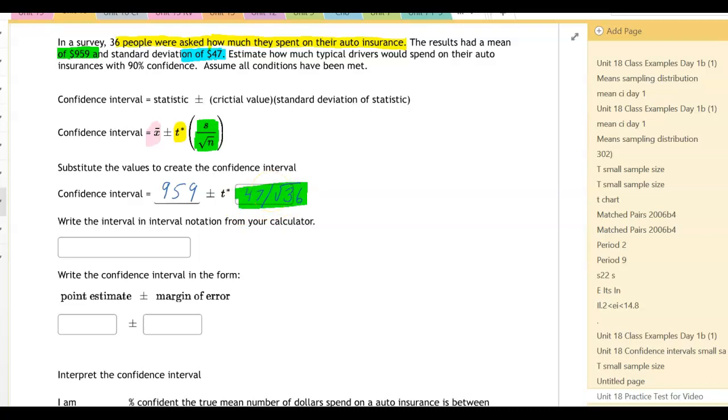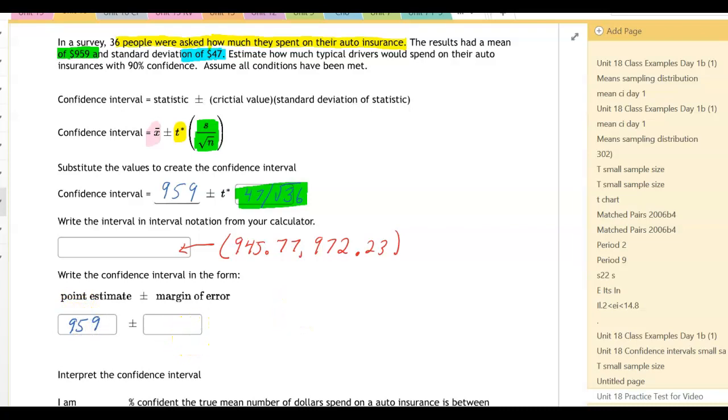And then using your calculator, we saw that the interval, so in this box, you would type 945.77, 972.23. And then we wrote the confidence interval as the point estimate, which is the 959, plus or minus the margin of error.